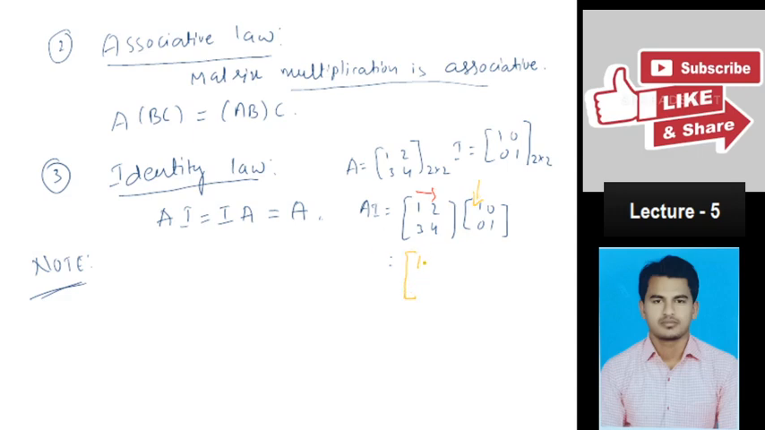What is the value? 1 into 1 is 1 plus 2 into 0 is 0. Similarly, first row, second column: 1 into 0 is 0 plus 2. Later, second row, first column: 3 plus 0, and 0 plus 4. The result is 1 2 3 4. This is nothing but the A matrix. Got it?